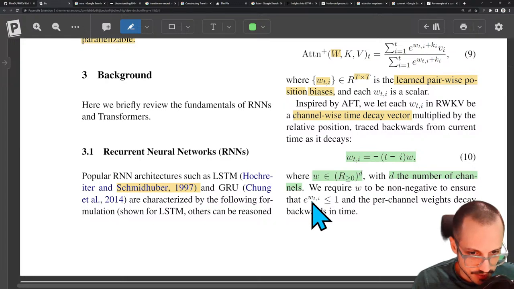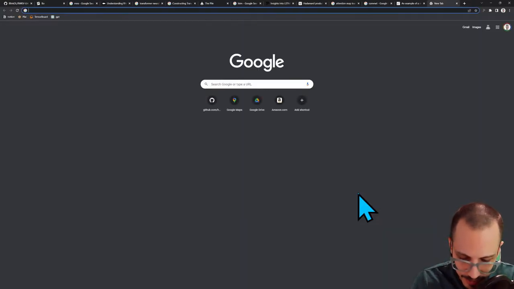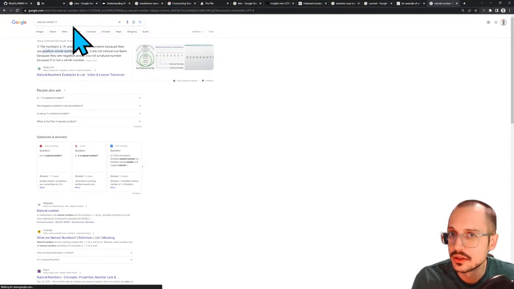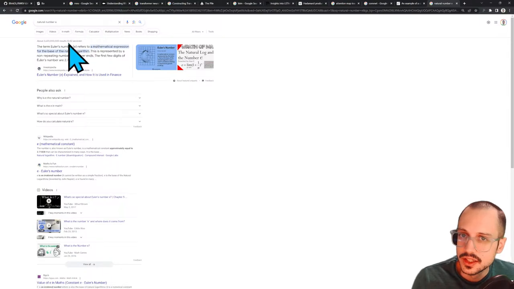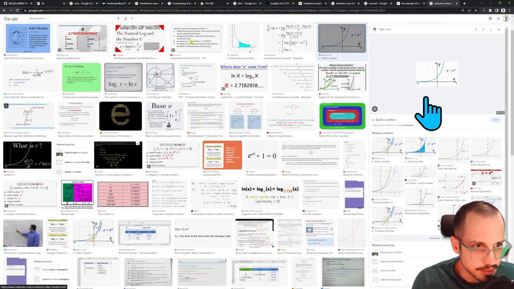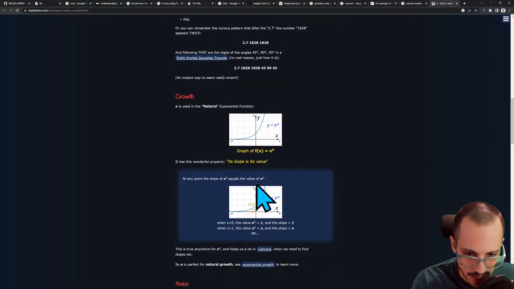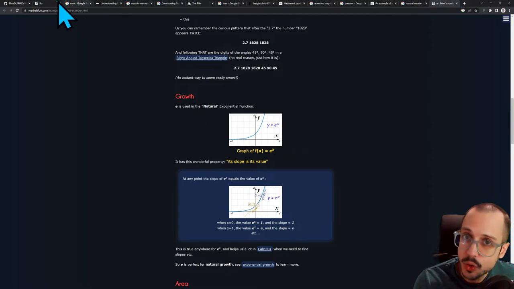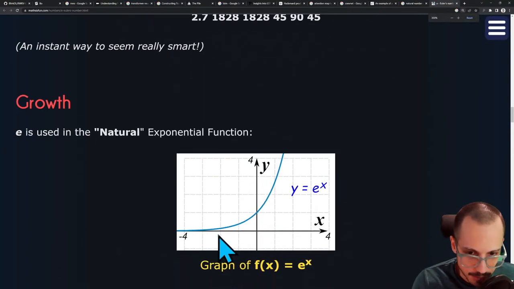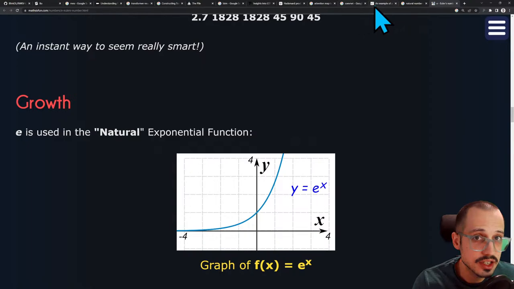We require w to be non-negative to ensure that e to the w_{t,i} is less than 1. So e is Euler's number, the natural number, about 2.718. But where does this number come from? Why do people use this number? The reason people use this number is because of this shape. Anytime you see that e, or you see a log that doesn't have a number on it, a natural logarithm, just think of this shape, this nice curve. Whenever people have e in their equations, it's because somewhere in there they want this nice shape. And we were looking at the softmax.